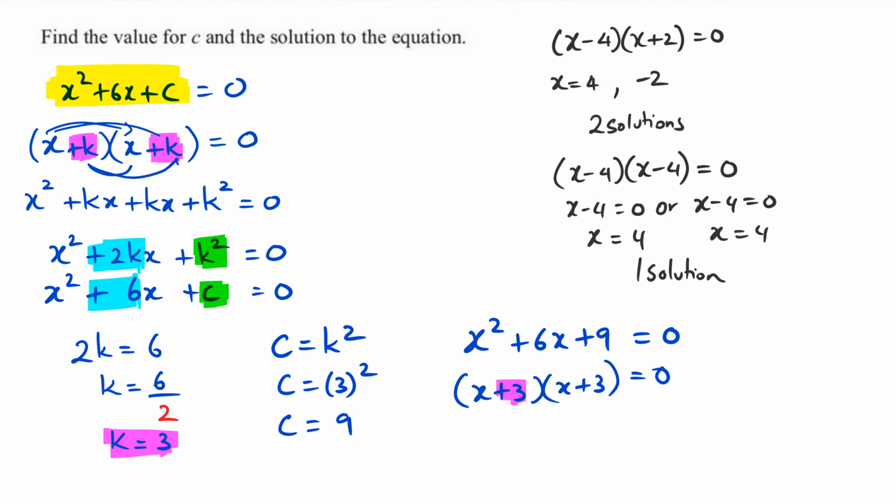So from here, we figured out the value of c, but we need to show what the solution to the equation is. So we've got x plus 3 equals 0, or x plus 3 equals 0, but we don't really need to do it twice because we know that it only has one answer. Therefore, we can say that x is equal to -3.